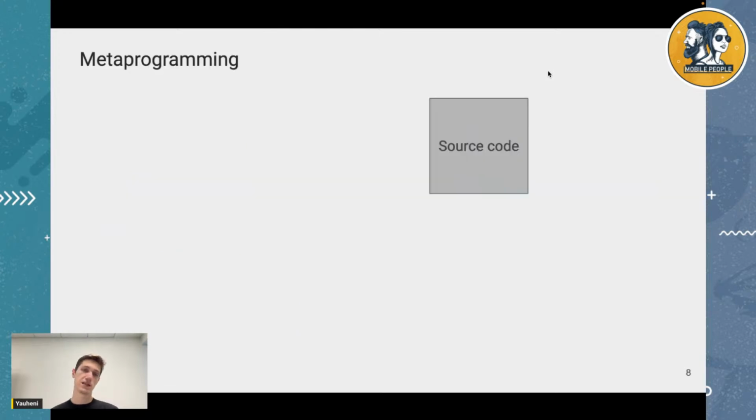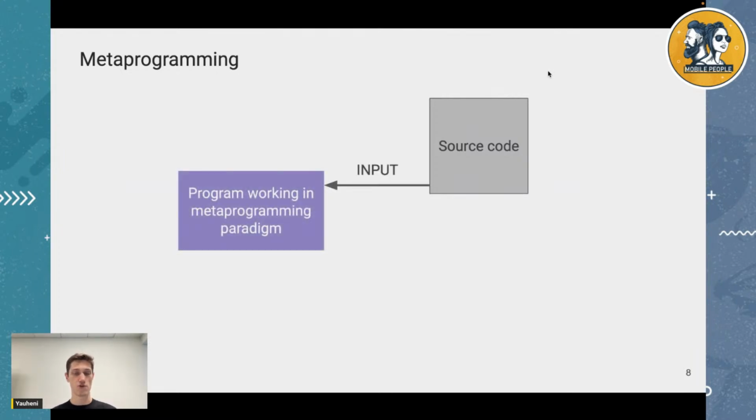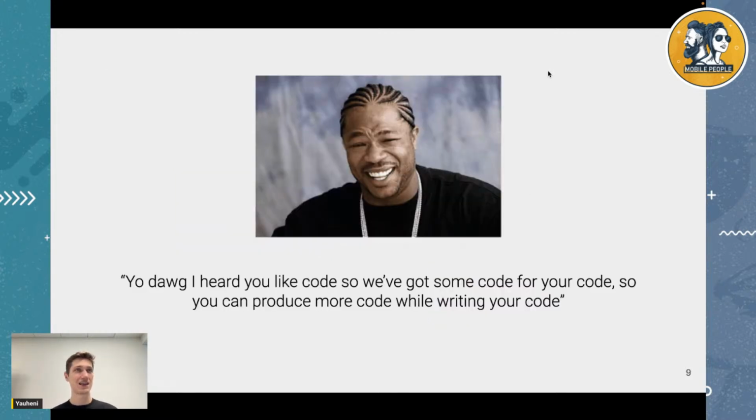And what is the key idea of it? For metaprogramming, we should have some source code, which is an input for our program, which is working in this paradigm. And as an output of this program, we have some modified source code. So it sounds like we can take some source code which you write, and produce some more code, or change your code a little bit while you're writing it.